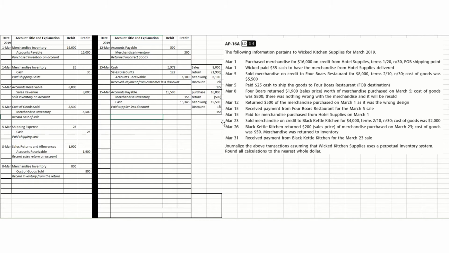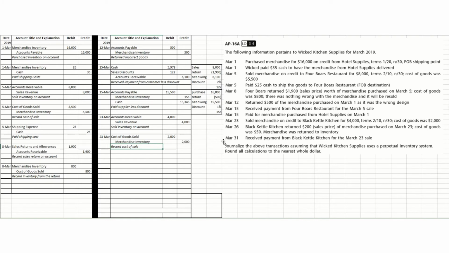Next transaction says March 23rd, we sold merchandise on credit to Black Kettle Kitchen for $4,000. Cost of goods sold was $2,000. So in this situation, we need to debit AR for $4,000 with a credit to sales revenue for $4,000. Secondary part of the transaction has to record our cost of goods sold, being a debit of $2,000 and a credit to our merchandise inventory of $2,000 as well.